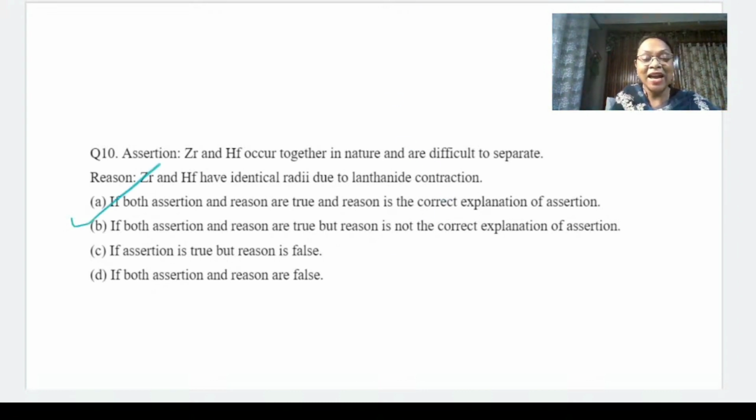So yes, I am done with whatever information I had to give for D and F block elements.